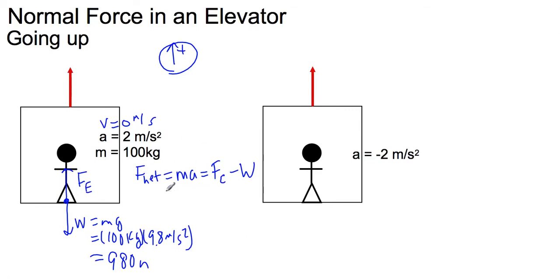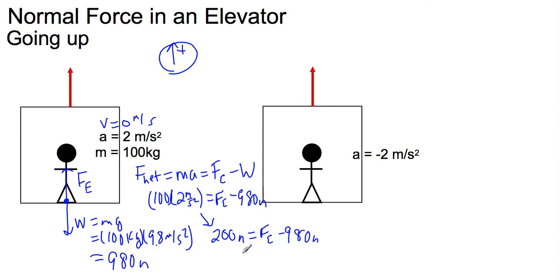So when we go back up into here, we're going to have 100 times our acceleration, which is 2 meters per second squared, equal to the elevator force, or our normal force, minus 980 newtons. So I end up with 200 newtons is equal to the elevator force minus 980 newtons. Then, when you combine like terms, our elevator force, which is our normal force, is going to equal 1,180 newtons, and that's in the upward direction.